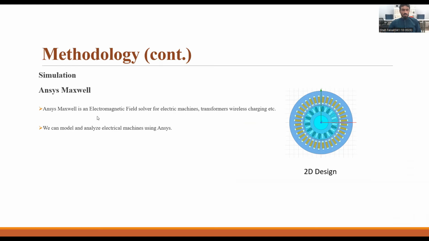Methodology, the software that we used for designing is ANSYS Maxwell. ANSYS Maxwell is an electromagnetic field solver for electric machines, transformers, wireless charging, etc. We can model and analyze electrical machines using this software.